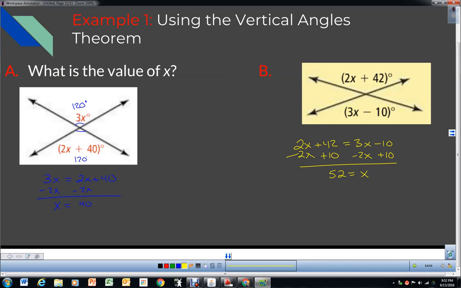All right, these two equations are going to be equal to each other because they're vertical angles. Set them equal, solve for x. So I'm going to bring the 2x to the 3x. I'm going to bring the 10 to the 42. If I'm subtracting here, I'm adding it over here, and that gives me 52 is equal to x. Now you can always plug this back in and get your result, but all they're looking for here is the value of x. So your answer would be 52, and then the first one was 40.